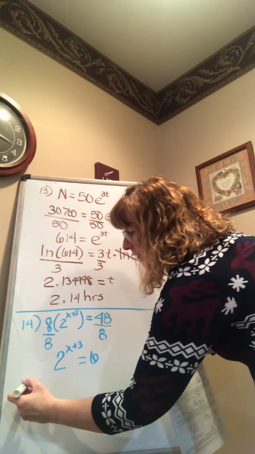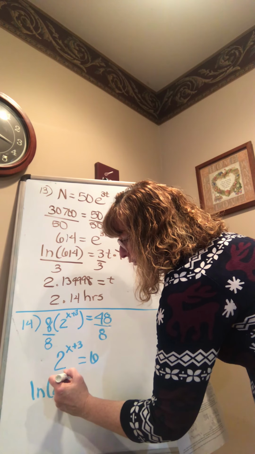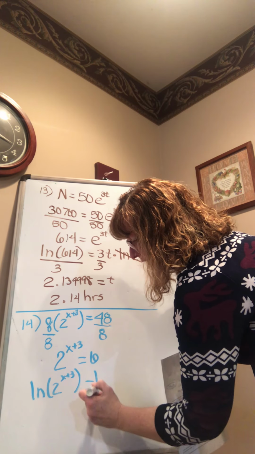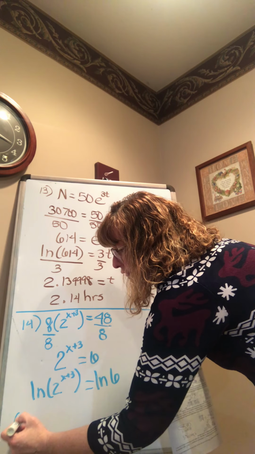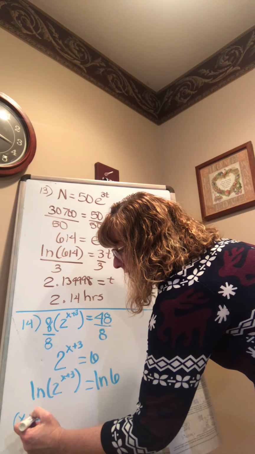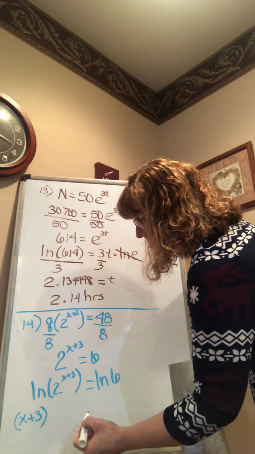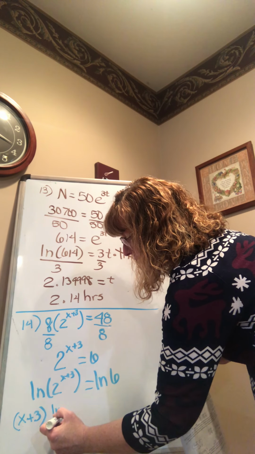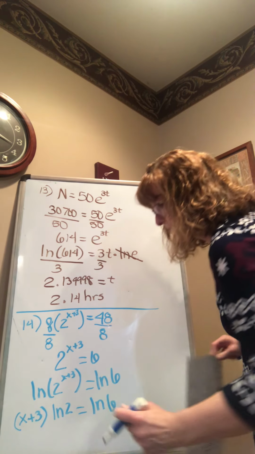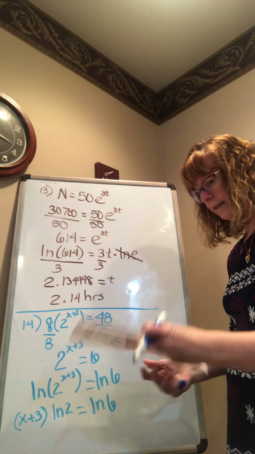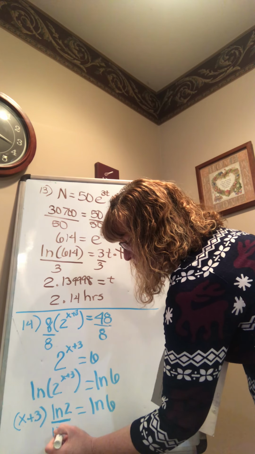So if I have the natural log of 2 to the x plus 3 equals natural log of 6, power rule, the x plus 3 is going to come down in front, but the x plus 3 was the whole exponent, so keep it in a parenthesis. Natural log of 2 is equal to the natural log of 6. Now we're solving for x. So the first thing I'm going to do is divide by the natural log of 2.